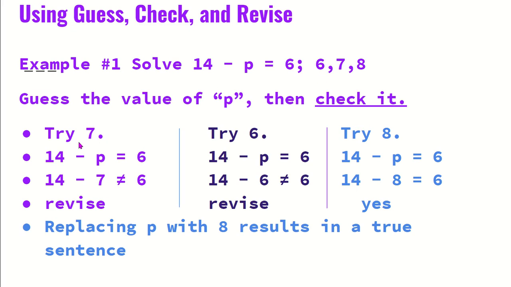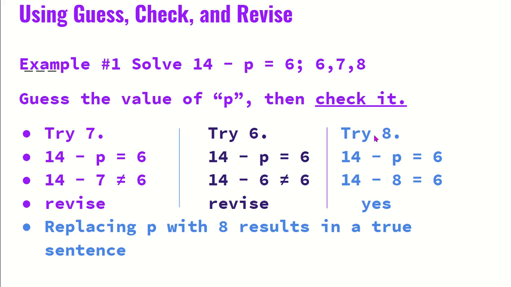So let's try 7. We're going to replace p with 7. If we do 14 minus 7, well, 14 minus 7 is 7. That doesn't equal 6, so we're going to have to revise it. We're going to go back and choose a different value. 7's not going to work. Well, let's try 6. We replace p with 6. 14 minus 6 is 8. 8 does not equal 6. So let's revise. Well, we only have one choice left.